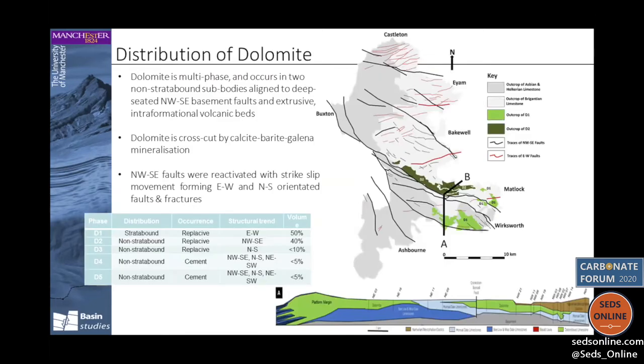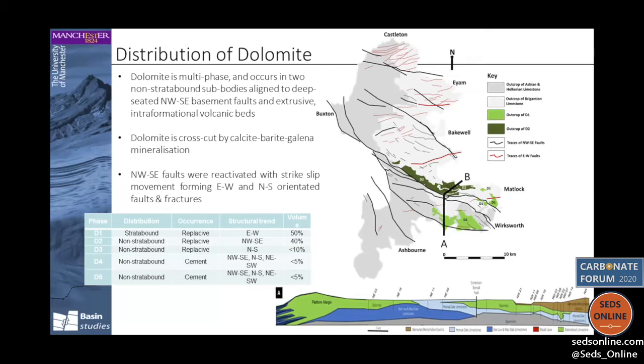So now we'll look at the distribution of the dolomite. On the geographical map on the right hand side, the carbonate platforms are in grey. We also have the northwest-southeast faults, which are in black, and these are the main platform-bounding faults. These are active during the platform growth, and are also active during basin inversion and allow the fluids to flow. What we can see is on the southern margin of the Derbyshire platform, we have two main geobodies of dolomite.